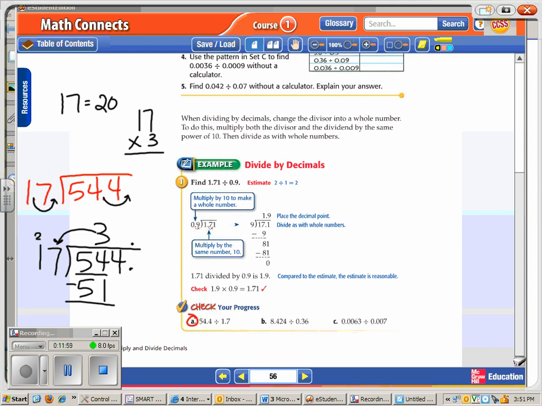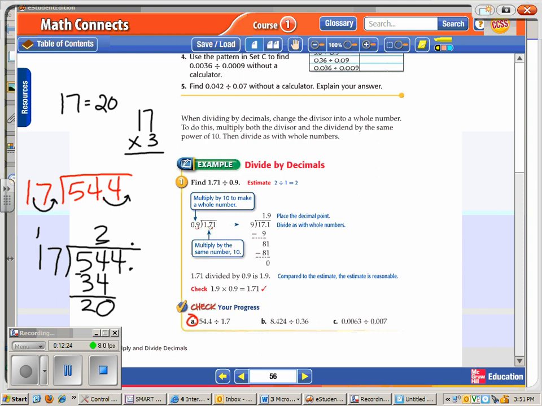You could start with 2. Let me show you how that works. You could start with 2 and say, well, I know that two 20s are in 54, and 3 is 60, so that's too high. So let me try 2. 2 times 7 is 14. Carry the 1. 2 times 1 is 2, plus another 1 is 3. So 34, and then I could subtract.